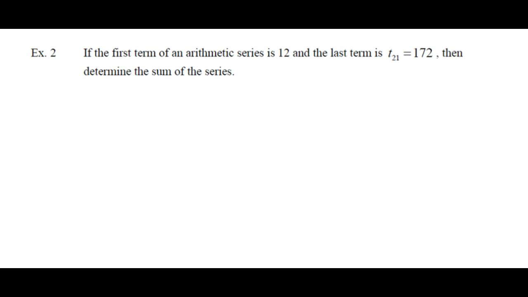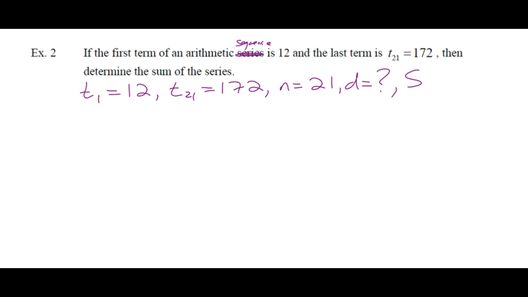If the first term of an arithmetic series is 12, and the last term is T sub 21. I think this has to be a sequence. Because if we're talking T21, what do we know? T1 is 12. T21 is 172. n is 21. d, I don't know. And I need the sum, which I don't know.